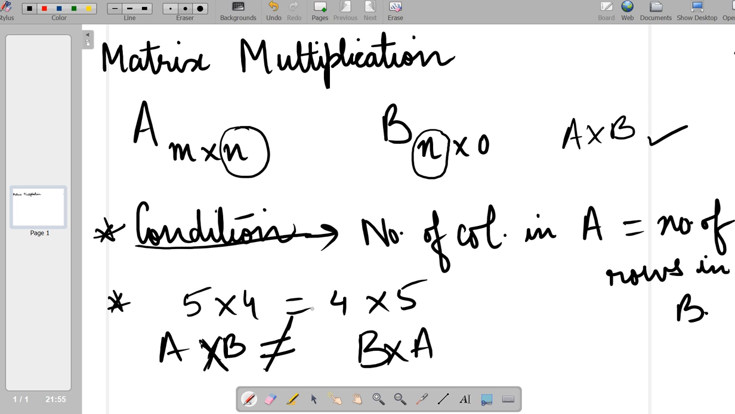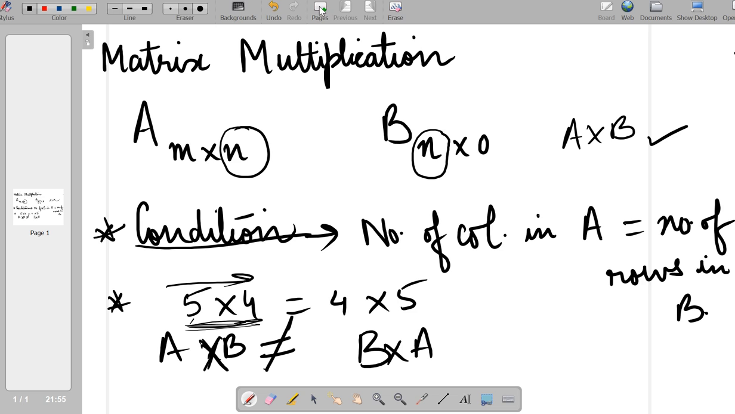So two things you have to consider. First is the condition to fulfill, that is the number of columns in the first matrix should be equal to the number of rows in the second matrix. And secondly, you cannot have a vice versa multiplication. It should be in a proper manner, in a proper direction, from which direction to which direction you are moving ahead.